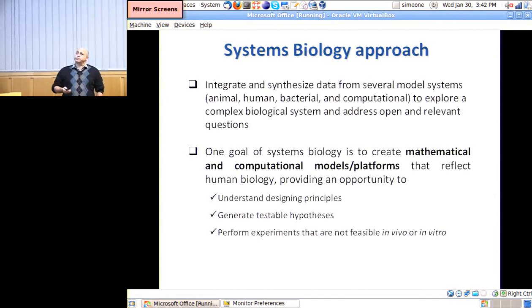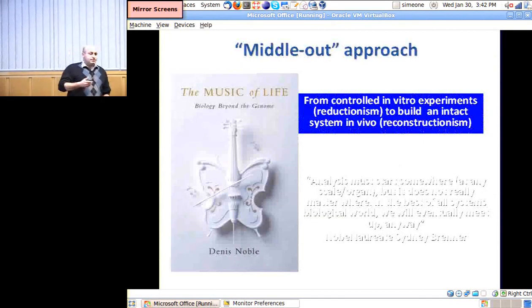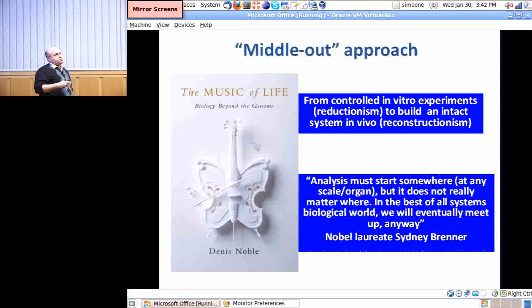Now, how do we do it? The main idea and methodology is to try to go from a reductionist approach to a reconstructionist approach. So we have controlled in vitro experiments and try to use this information to build the intact system in vivo. Now, it sounds easy, but where do we start in doing this?